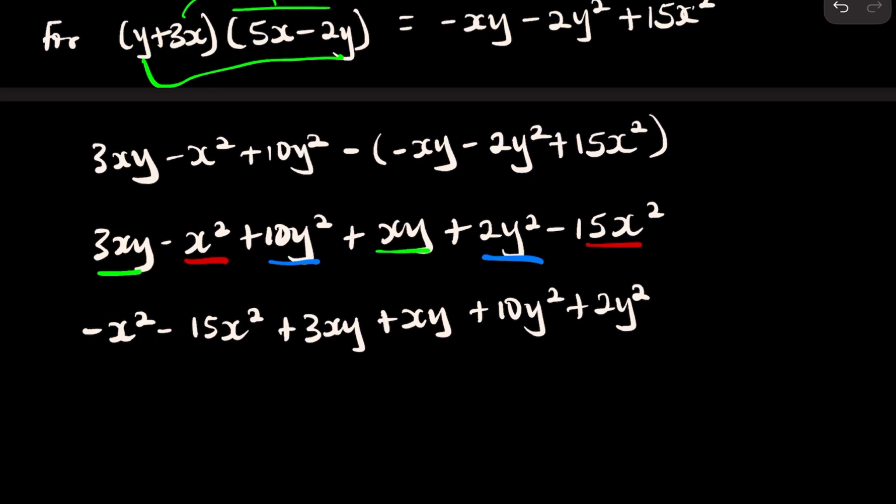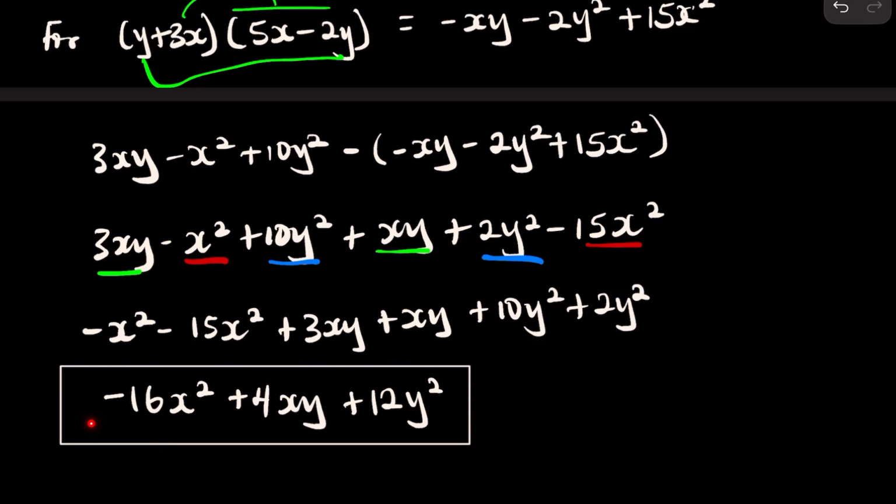Minus 1 minus 15 will be minus 16, so that's minus 16x squared. And then 3 plus 1 will be 4, so we have 4xy. And also 10 plus 2 is going to be 12, so we have 12y squared. Right. That's our result, given below.